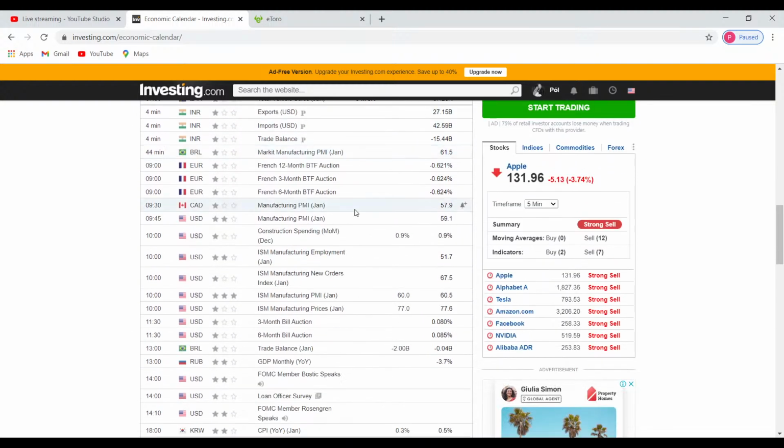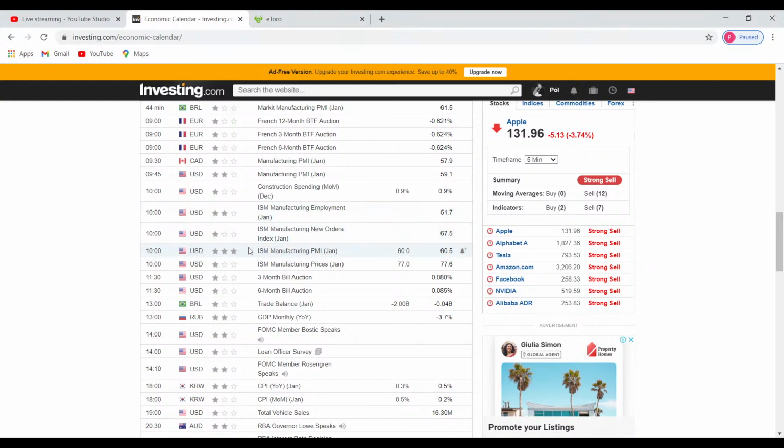So later on, we'll see the PMI for the United States. It is expected to be 60. If it's over that, then it is very bullish for the US dollar. If it's under that, then it's very bearish for the US dollar. So you could see the US dollar tumble if the actual number is much lower than this forecast.